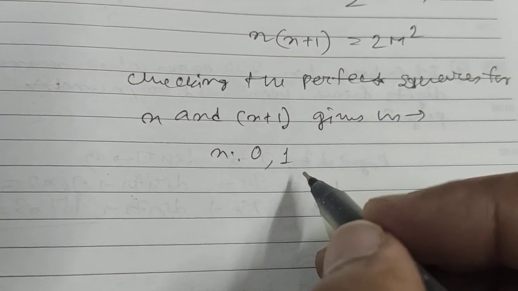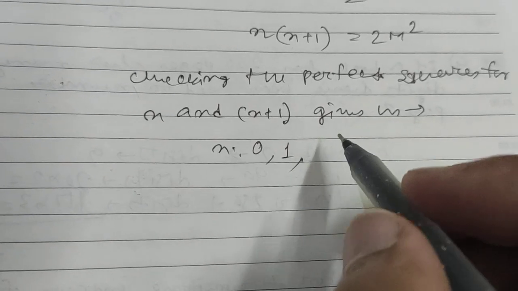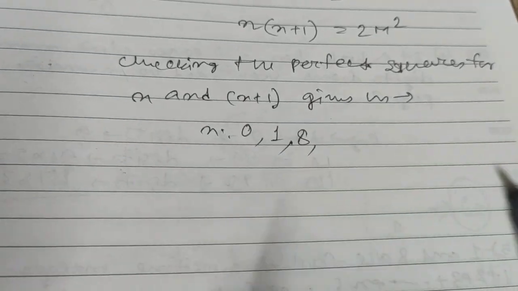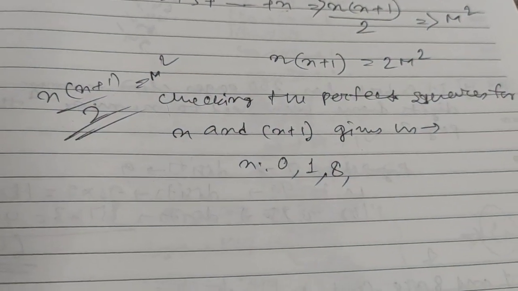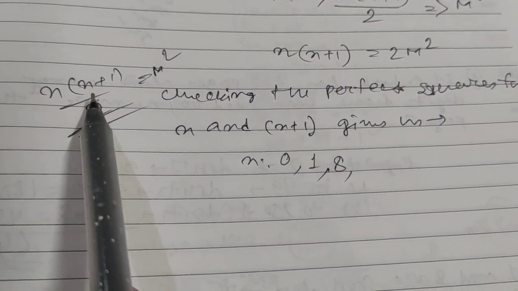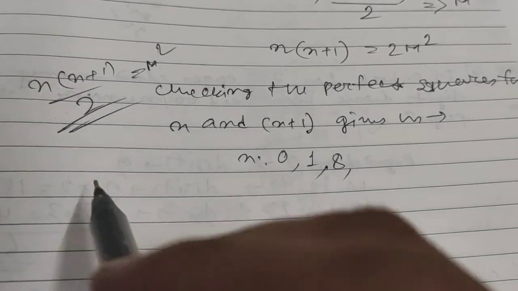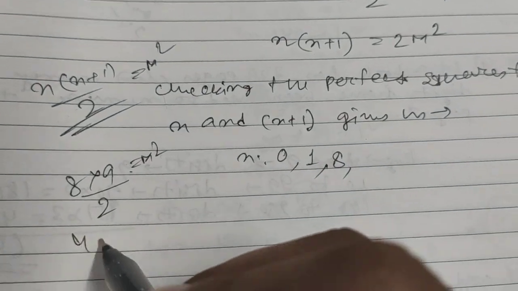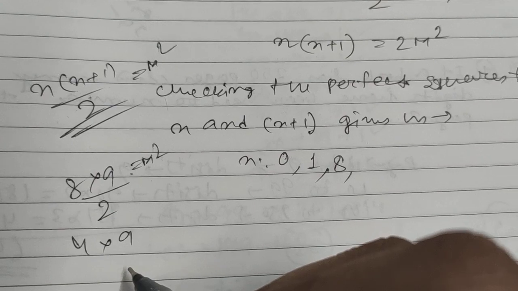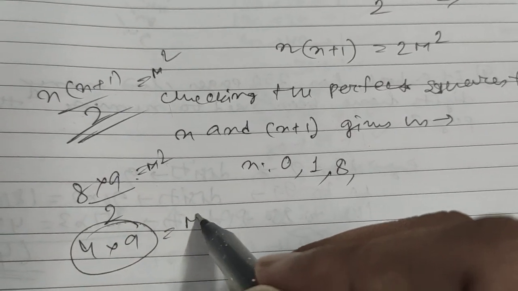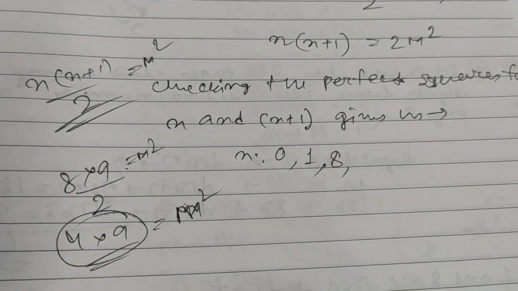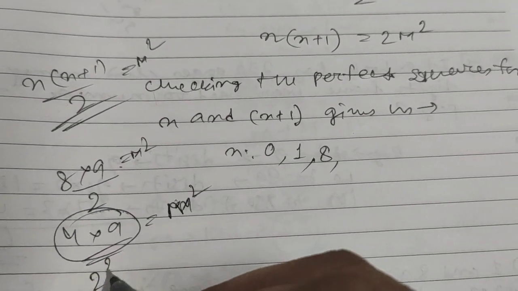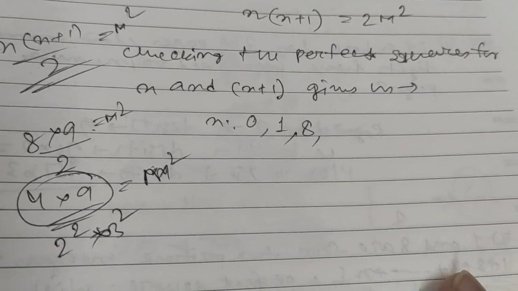Then the next one is 8. Okay, means we need to do n into n plus 1 divided by 2, it should be m square, right? So if you put 8 here, then this will be 8 into 9 by 2, so 4 into 9. This is a perfect square, 2 square into 3 square.